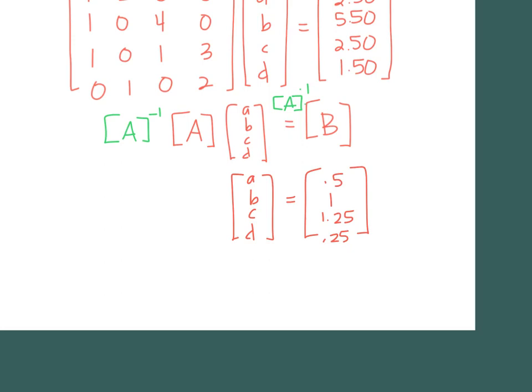Okay, these are not pounds. These are prices. This is 50 cents. Okay, 50 cents per pound of jelly bean. This is $1 per pound of chocolate. This is $1.25 per pound of caramel. And then 25 cents per pound of licorice. Okay, so again, these are not pounds. These are prices. Now we're going to use these prices to answer the question.